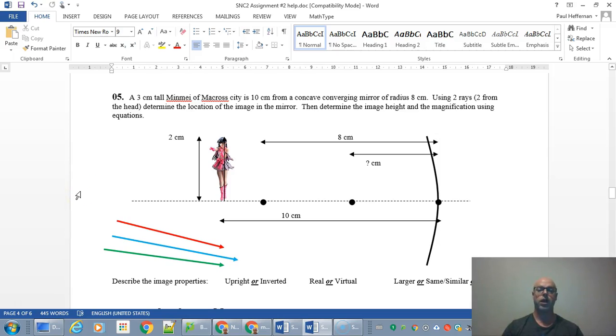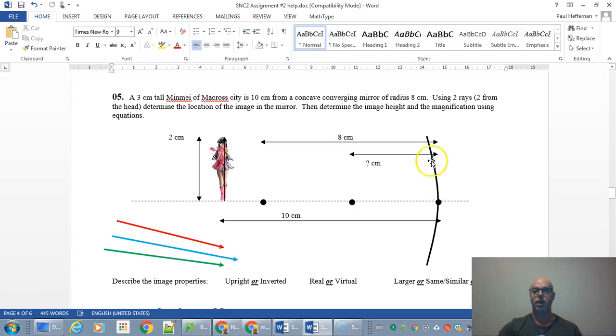Mr. Heffern here, and here's a short tutorial on how to do ray diagrams for circular mirrors, so they'd be concave or convex, and how to use the equations to determine the properties of the image as well. So here we have a 3 centimeter tall image of Min May, the singer from Macross City, and Min May is 10 centimeters away from a concave converging mirror.